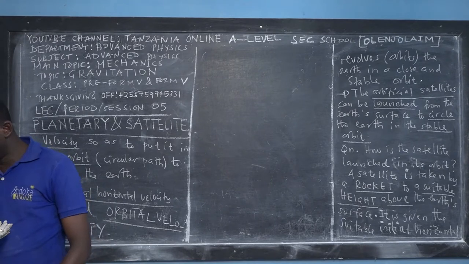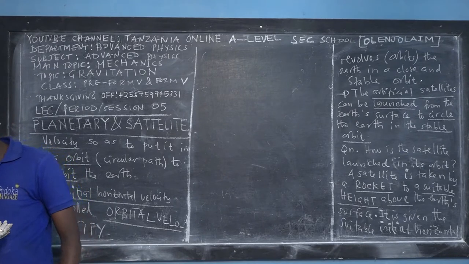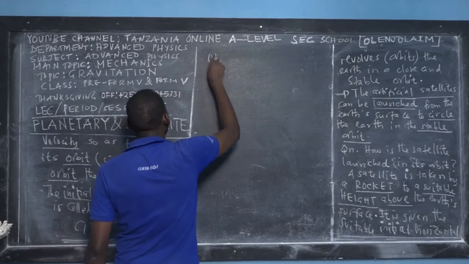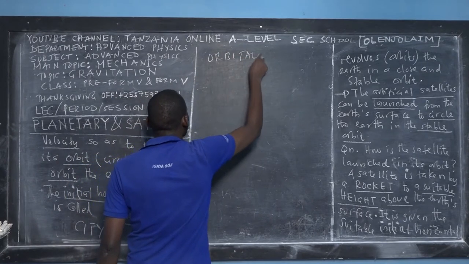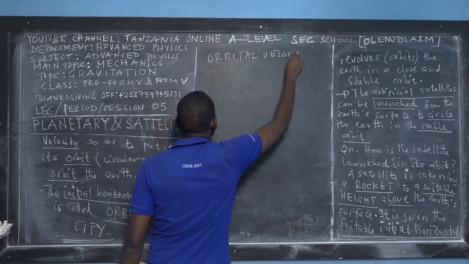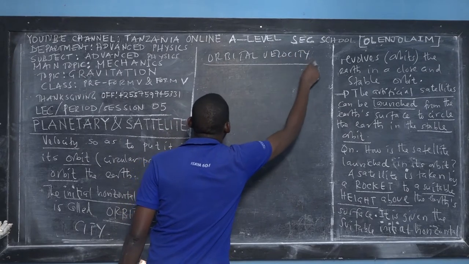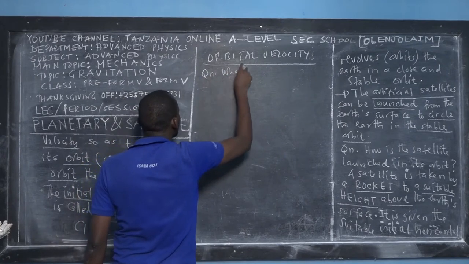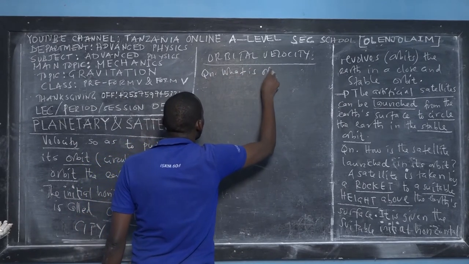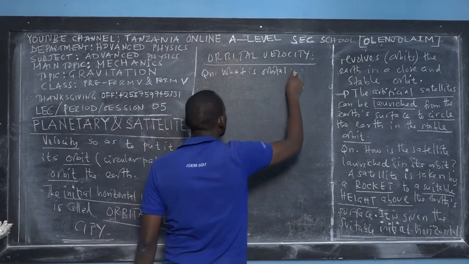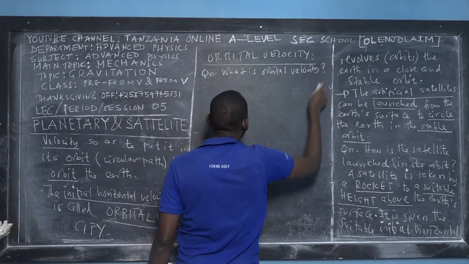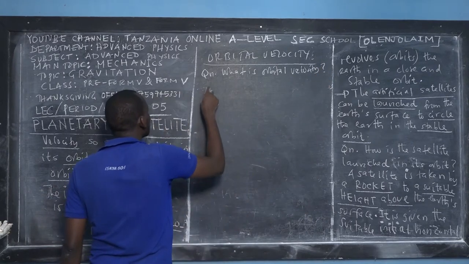So now let us come to the term orbital velocity. This is the velocity which is required to be given to a satellite to orbit around the planet. So we have the term orbital velocity. The question is, what is orbital velocity?